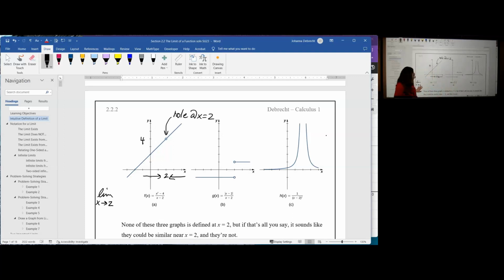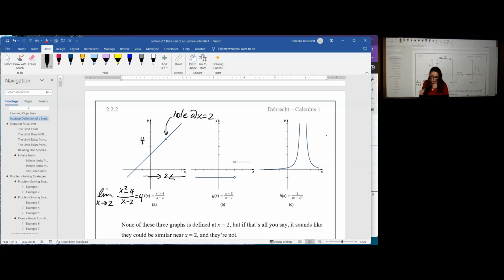We use an arrow to indicate getting close to, but not equal to. And then we can either write f of x, or we can represent the function here. Either one would suffice. And the value of the limit is 4. It looks like it's going to hit 4. That's what the limit is.